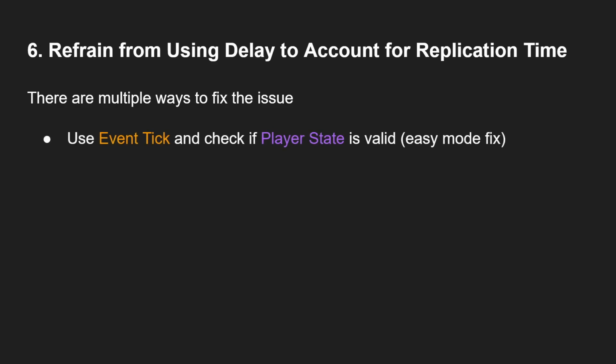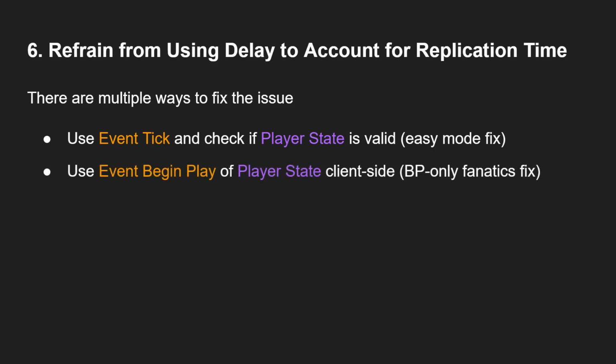Probably the easiest fix that I see people do is using event tick from the widget blueprint and just checking if the player state is valid or not. It makes sense. It's okay if you're prototyping or something, but for a real game scenario, you wouldn't do this. If you're a blueprint fanatic and you wanted to fix this issue, what you would do is go to the begin play of player state and filter the execution. So you go client side and just get the player state from there, which means the player state has, of course, replicated. That's a cool hack for blueprint people, but I wouldn't do it myself, of course.